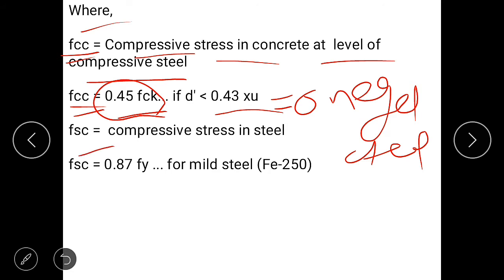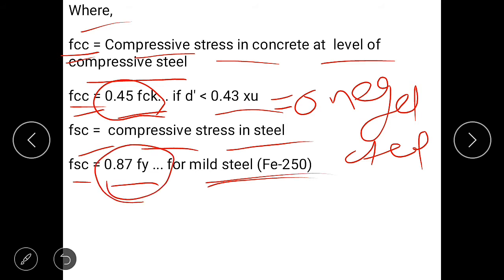What is FSC? FSC is the compressive stress in steel. How to calculate it? FSC is equal to 0.87 into Fy. Fy is the grade of steel. There are three grades of steel: Fe250, Fe415 and Fe500. If the grade is mild steel, Fe250, then use this formula, 0.87 into 250. If the grade is 415 or 500, then use another table.